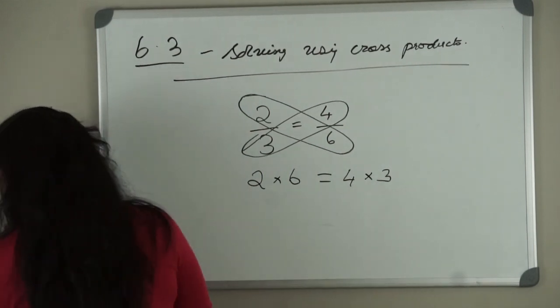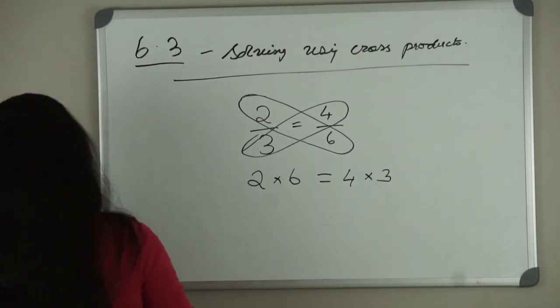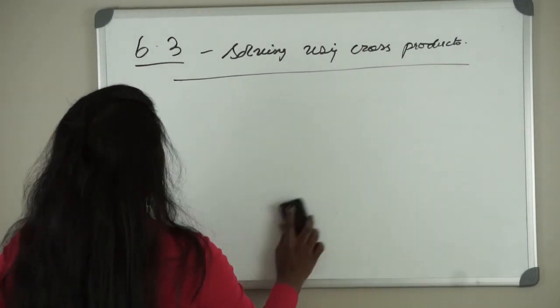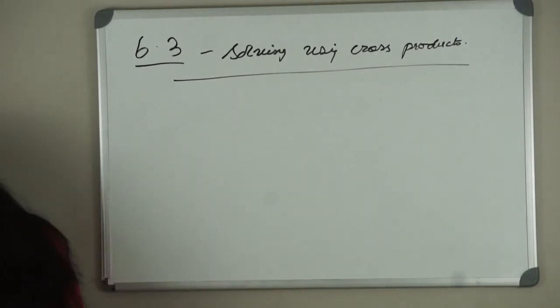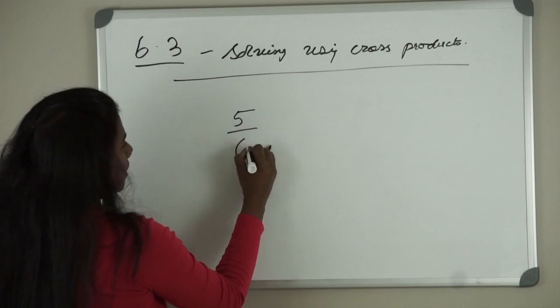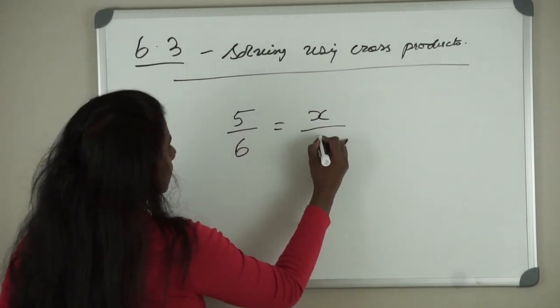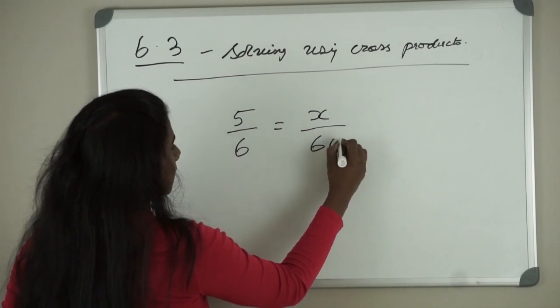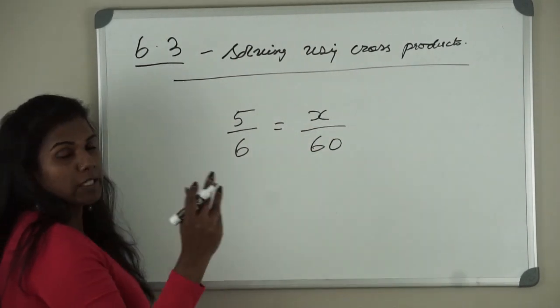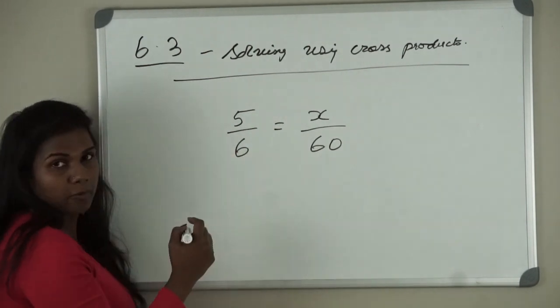Okay. So let's do the same example that we did before and see how we can solve for x using the cross product. So what was one of the examples that we discussed in the last section was 5 over 6 is equivalent to x over 60, I think. Yeah. So remember, we solved it using 6 times 10, so 5 times 10, 50, right?